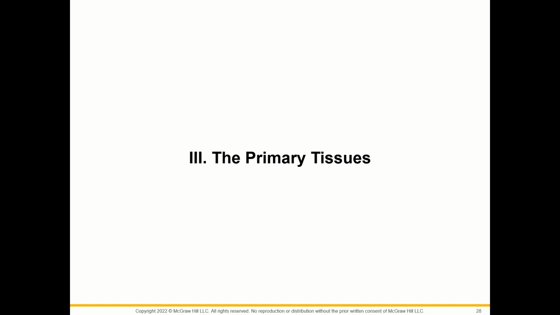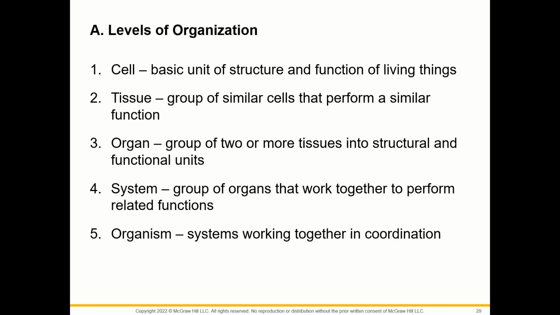Chapter 1, Section 3 discusses the primary tissues. In the levels of organization of the human body, the cell is the basic unit of structure and function. Tissues are groups of cells that are similar in structure and function. Organs are a group of 2 or more tissues, and an organ system is a group of organs that work together to perform related functions. And the organism includes all the organ systems working together in coordination.